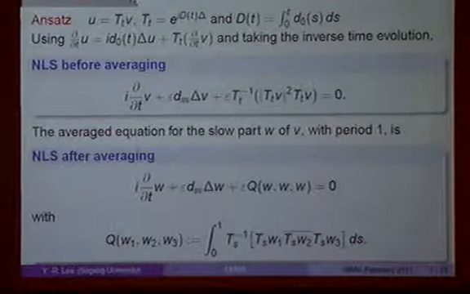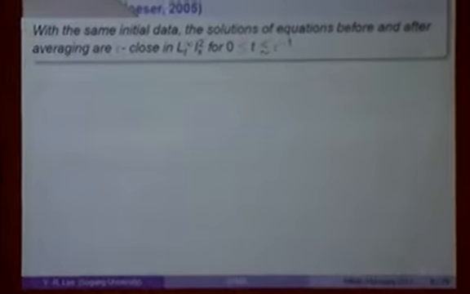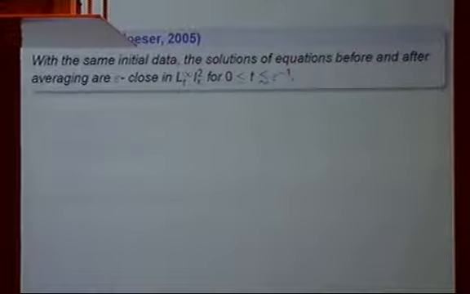And there are a lot of results about this after averaging. There is some result comparing solutions of this and that, so that this averaging is not bad, it's good. So we didn't do something very bad. And that is by Moser in 2005. He could show that with the same initial data, the solutions of the equations before and after averaging are epsilon close in this space for t large enough. So, yeah.